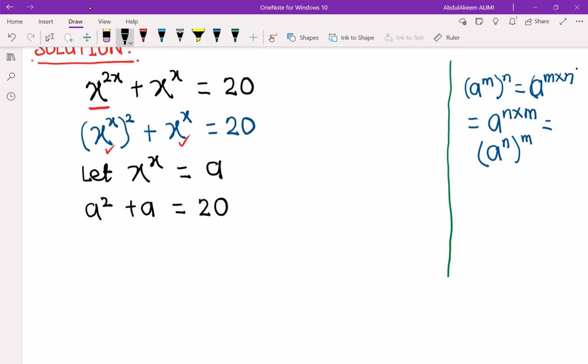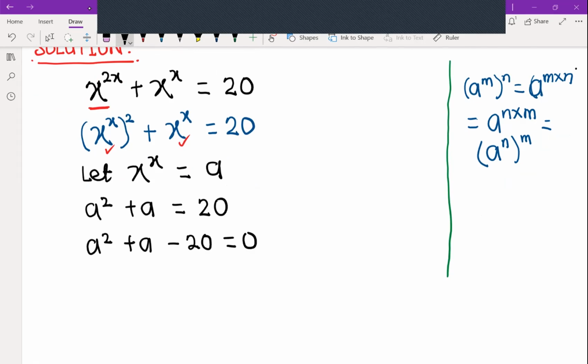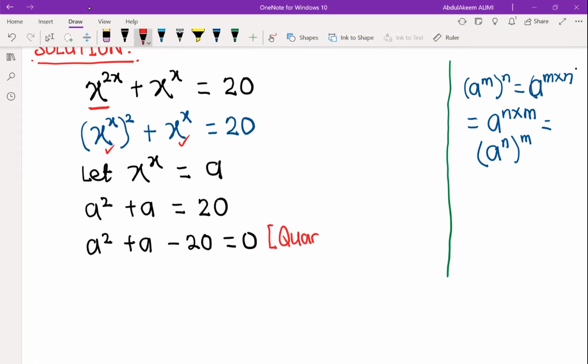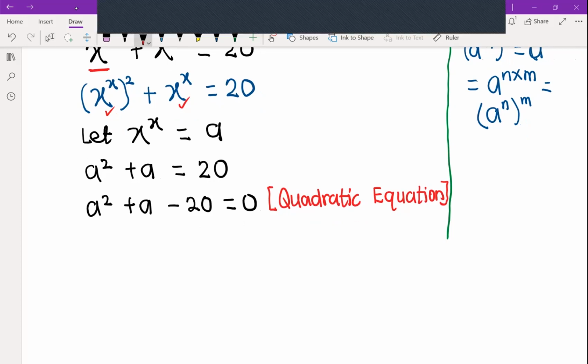So what do I do here? That will become a square plus a minus 20 equals 0. This is an example of a quadratic equation. We have different methods that can be used to solve a quadratic equation: either the factorization method, complete the square method, general formula method, or the graphical method. So let's apply the factorization method.